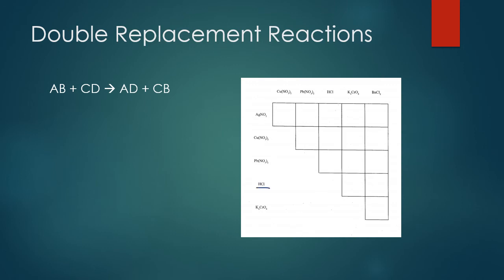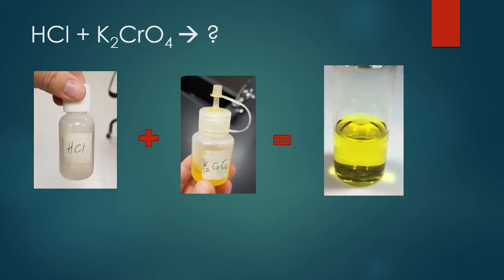So next we're going to look at HCl reacting with potassium chromate. We'll write our observations here. Clear colorless HCl reacting with clear yellow potassium chromate, and all we get is a clear yellow solution, so no solid forming. And remember, the driving force of double displacement reactions is the formation of a solid. So if no solid formed, that means no reaction occurred.